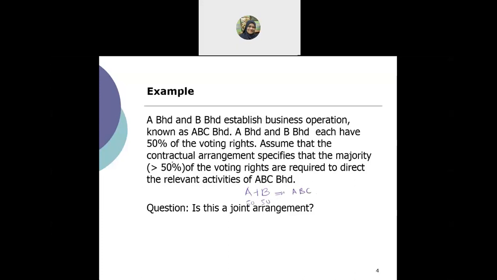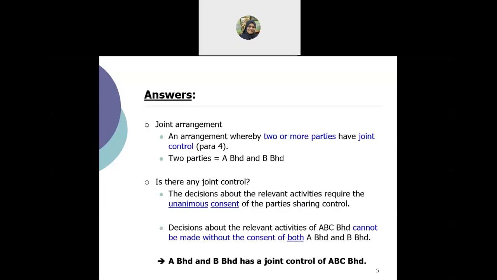Assuming they have a contractual agreement, and the contract specifies that a majority of the voting rights is required to direct the relevant activities. Those who have more than 50% could direct, but in this case nobody has more than 50%, so both A and B can direct the relevant activities. The question here is to decide whether this is a joint arrangement or not.